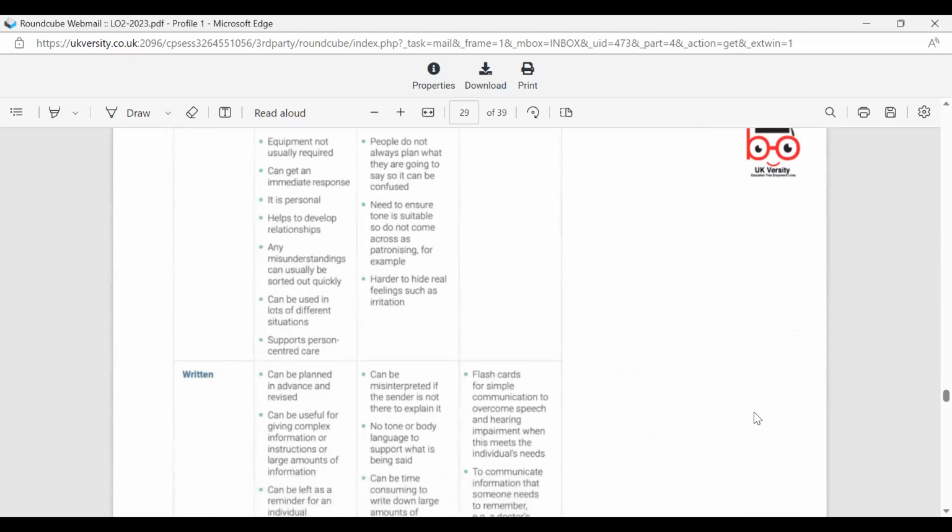Equipment is not required for face-to-face. It can get an immediate response. It is personal. It helps to develop relationships. Any misunderstandings can usually be sorted out quickly, it can be used in lots of different situations, and it supports person-centered care. The disadvantages: people do not always plan what they're going to say, you need to ensure tone is suitable, and that you do not come across as patronizing. For example, it is harder to hide real feelings such as irritation.